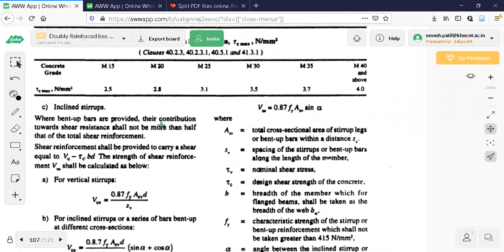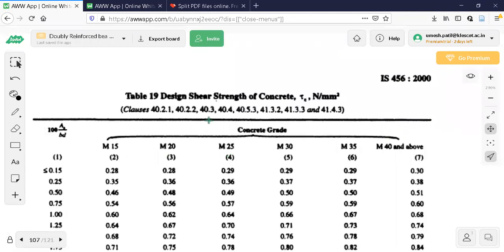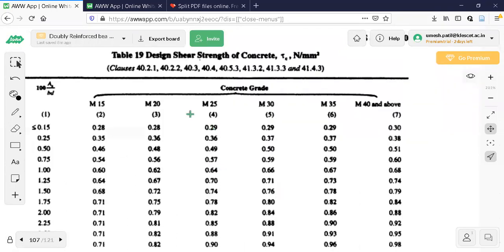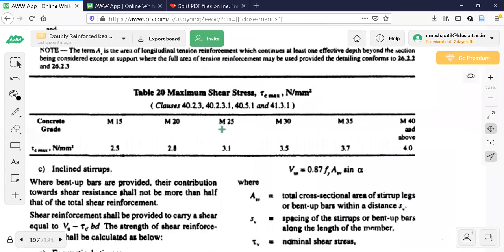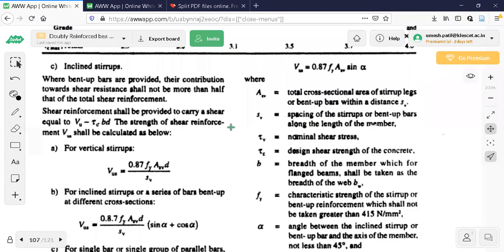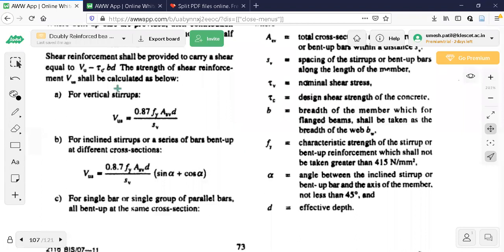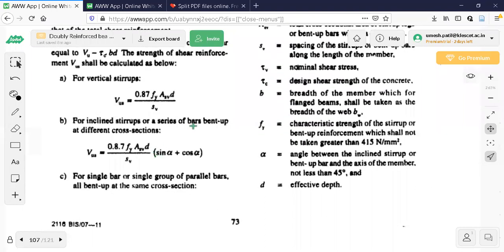Observe this one. Look at the design shear strength of concrete, table number 19. On page 73, table 19 is there. I'll tell you how to use this one. Table 20 is there, maximum shear permissible stress. Actually, it is maximum shear stress. Now you can see the two formulas here. One is for vertical stirrups and this one. Okay, let us see this one.